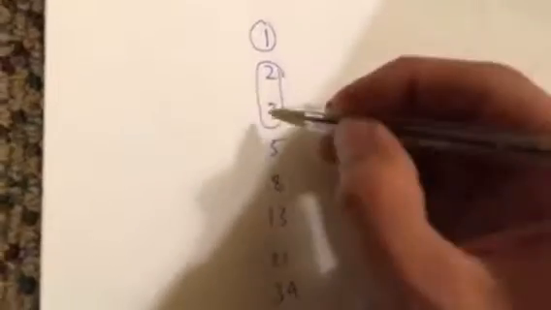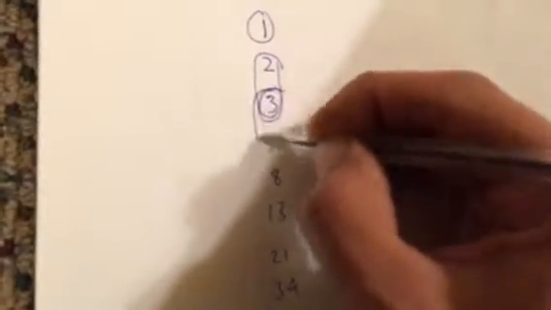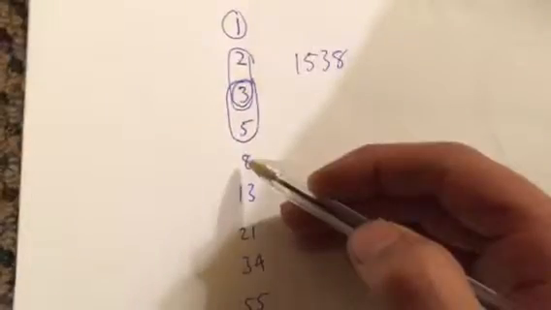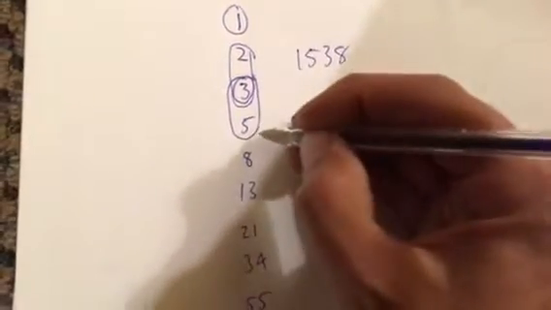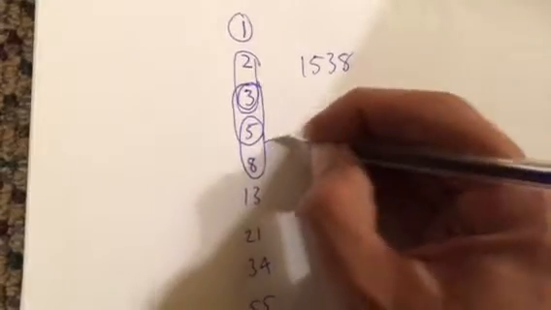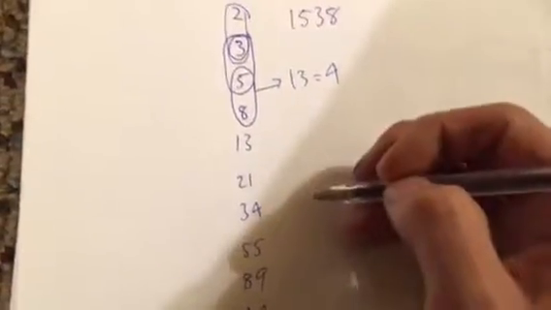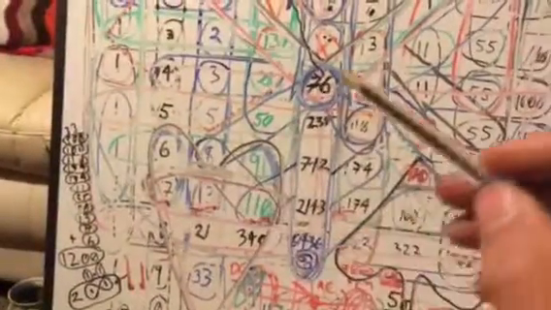1, 5, 3, 8. Well, where's your 4? Your 4 is here. Okay, where's your 6? Now your 6, remember when you leave the 8? When you leave the 8, you go into this knot.